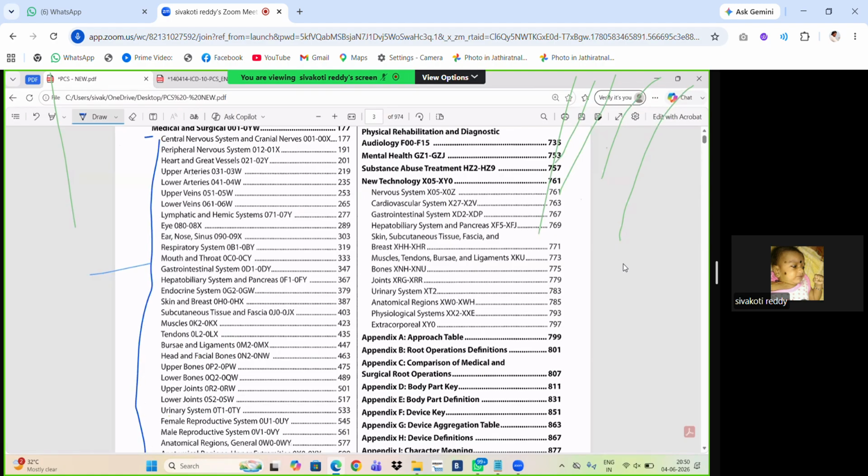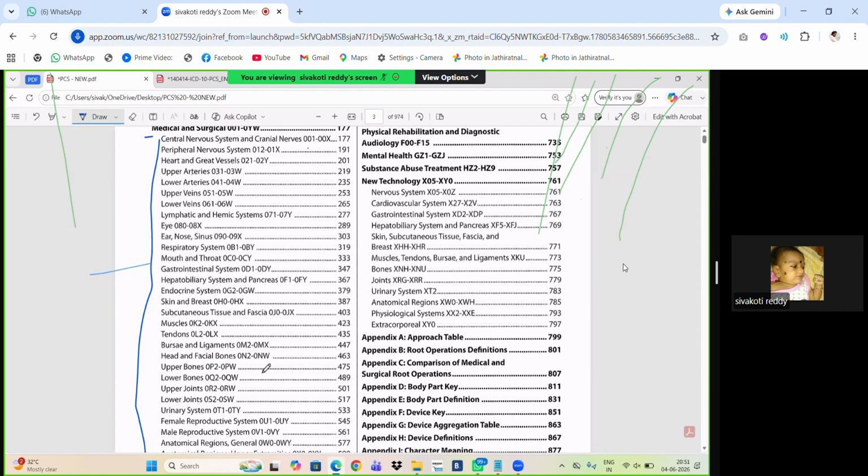Correct? The same second character values, 0, 1, 2, 3, 4, 5, 6, 7, all the values you will get in the book only. No need to remember the values. Everything you will get in the PCS book, all the 31 body systems.